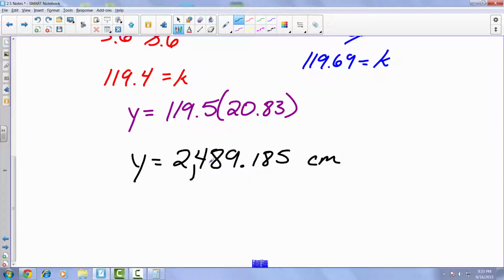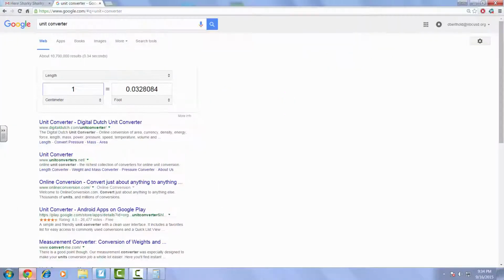I mean, 24, almost 25 meters long. That's huge when you factor in that you are close to maybe about 2 meters only. This thing's 25 meters long. So let's go ahead though and just look at a converter just to see in feet how big that is.